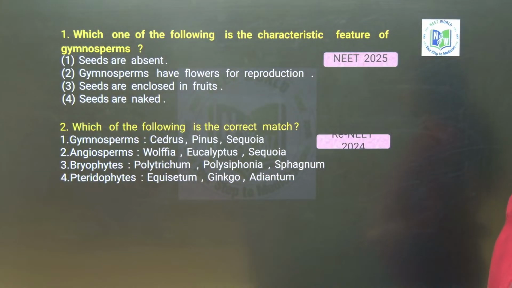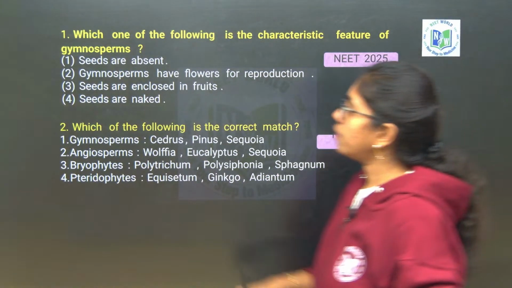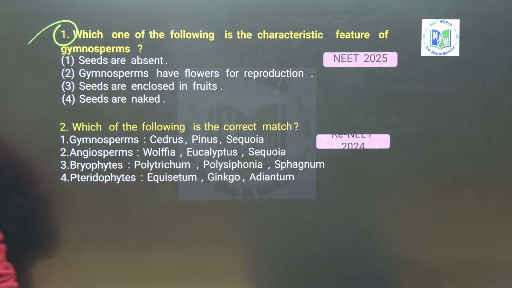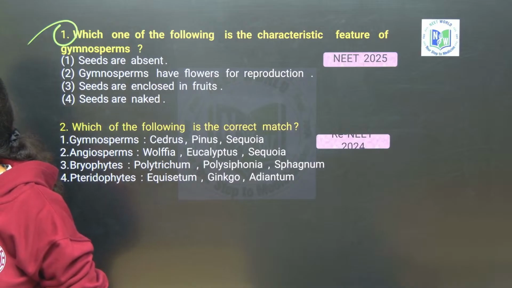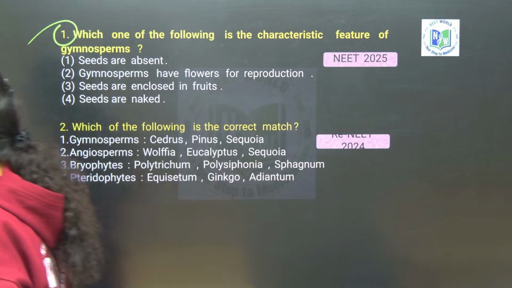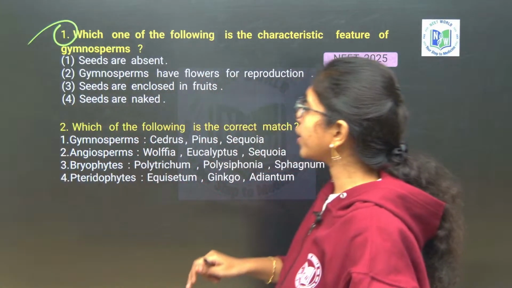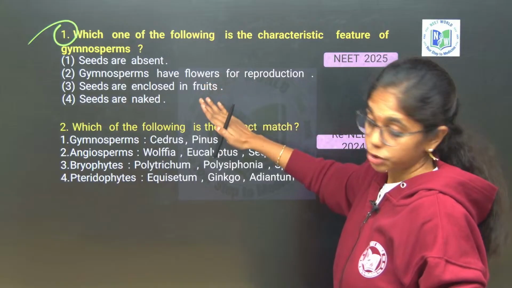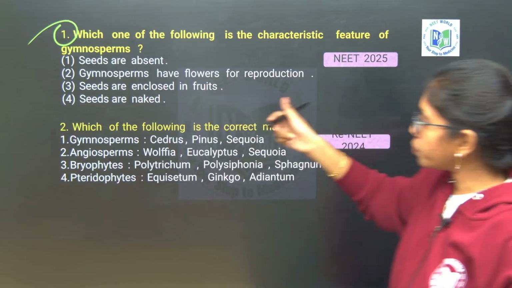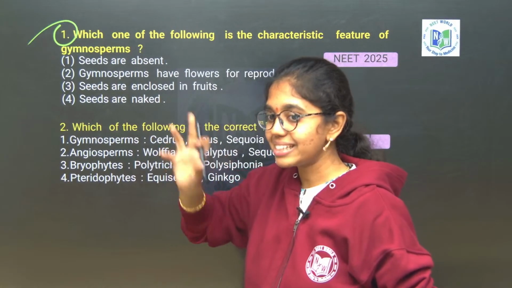Now, a few questions, NEET PYQs. First question, Raghav, do it. Work out the objective. You can drop your answers, and if you are having any doubt, feel free to ask. Fourth option. Sure? Which one of the following is a characteristic feature of gymnosperms?